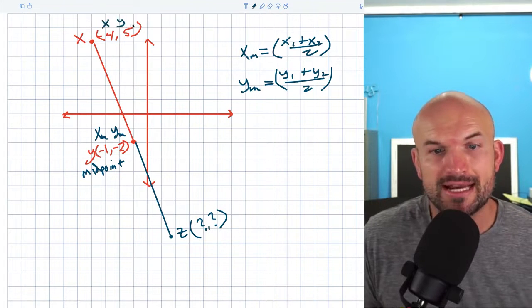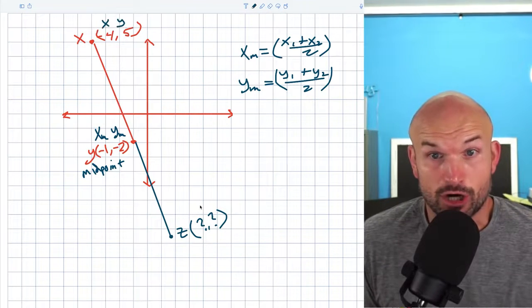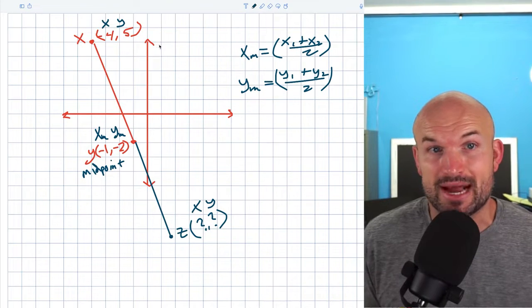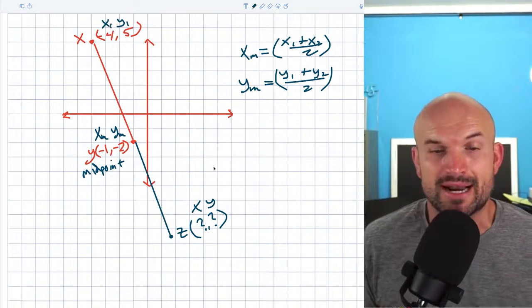Because here we have a coordinate point, an x and a y. And here we have another coordinate point, which we're trying to find. These are our answers, which is an x and a y. So I want to make sure that I understand which one I'm actually solving for. So I'm just going to call this x1 and y1, and I'll call this one x2 and y2.